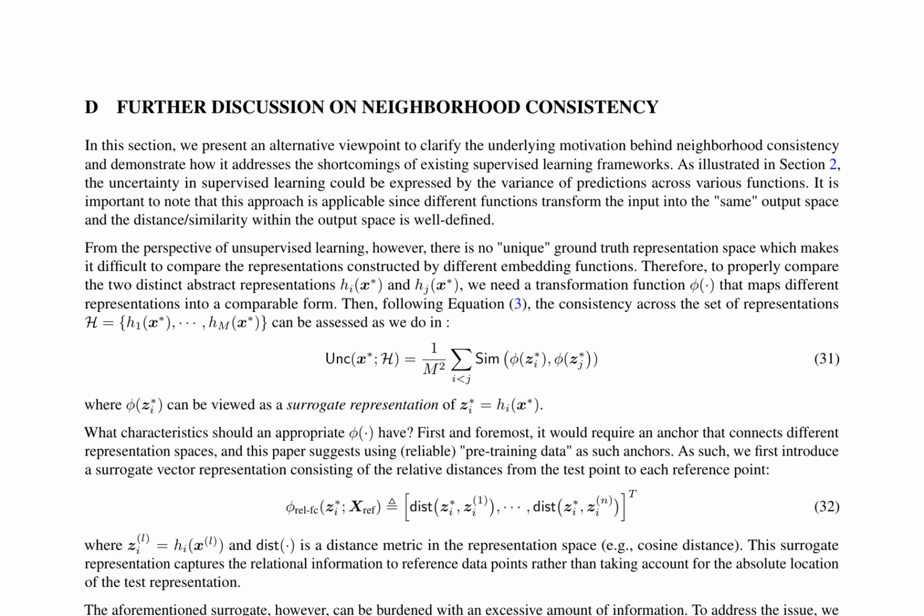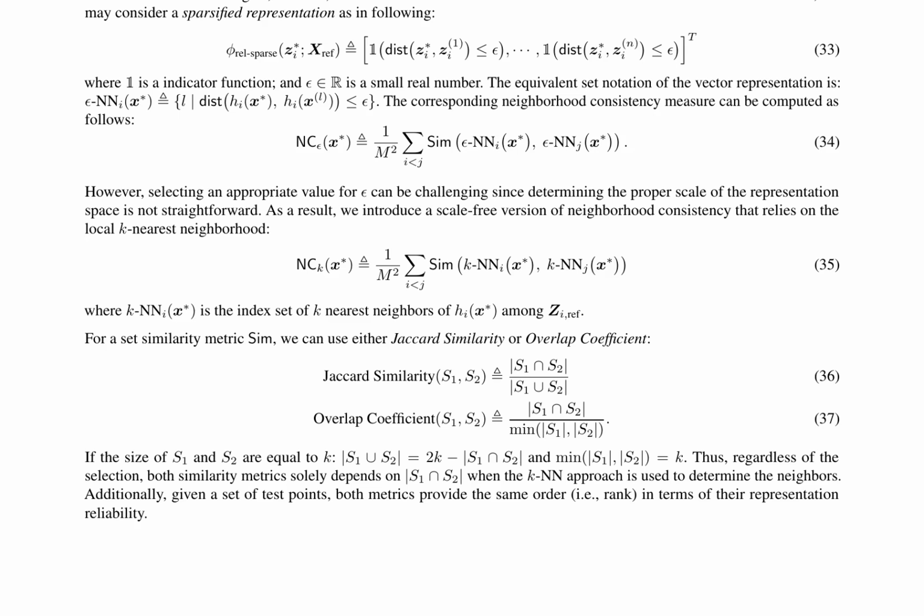They suggest utilizing Jaccard similarity or overlap coefficient as set similarity metrics, which are dependent on the intersection size, S1 intersection S2, when employing the KNN approach to determine neighbors. Both metrics provide the same order in terms of representation reliability given a set of test points.